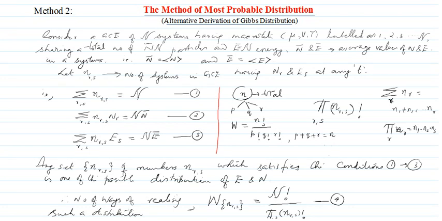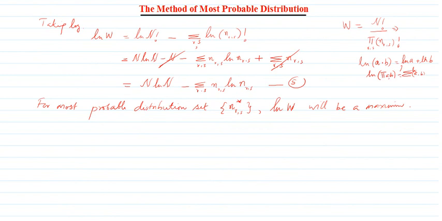ഓക്കെ, ഇപ്പോൾ ഈ 3 കൺസ്ട്രെയിൻറ്റ് കണ്ടീഷൻസും ഉൾപ്പെടുത്തിക്കൊണ്ട് നമ്മുടെ ലോഗ് ഡബ്ല്യുവിനെ മാക്സിമൈസ് ചെയ്യണം. അതിനുവേണ്ടി what we do is that we define a new function which includes the original function log of W which is to be maximized, and also we will include the conditions, the constraints that have to be satisfied in that function. So we define a new function.